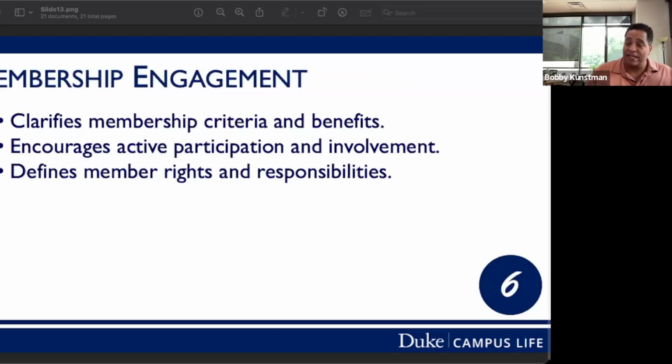Membership engagement is enhanced by clear guidelines. So having clear membership criteria, the benefits that attract and retain active members, which is always key for vibrant organizations. Defining again your members' rights and responsibilities encourages participation and involvement, making members feel valued and integral to the organization itself. Clear articulated membership benefits help enhance the engagement as well. It ensures that members also understand what they gain from being part of the organization.